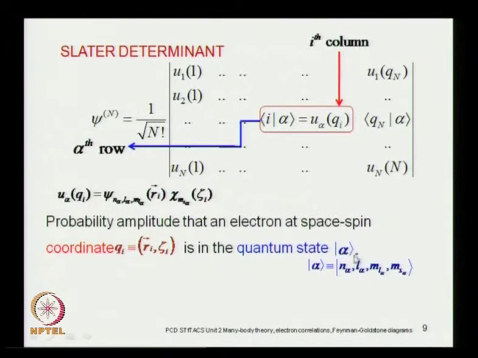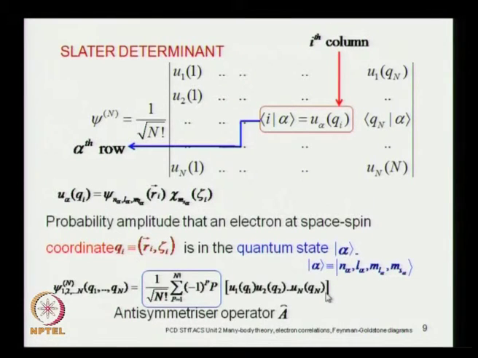So, these are the 4 quantum numbers in alpha: n, l, ml and ms, and you can write this determinant also as, you can take all the diagonal elements, construct a product of this, and then carry out the permutations of these. This is how the determinant is built.